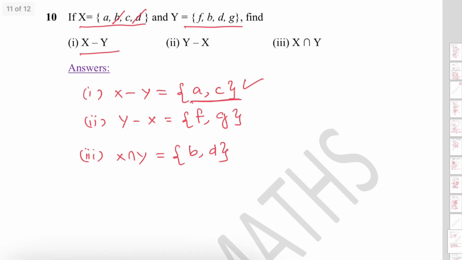And Y minus X is set of elements in Y which are not in X. So B is there, cancel B, and D is in X, so we can cancel that. So remaining elements are F and G. So F, G is Y minus X. And X intersection Y, the common elements. So the common elements are B and D. So X intersection Y is B, D.